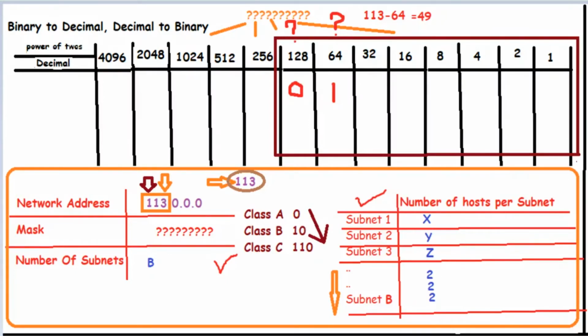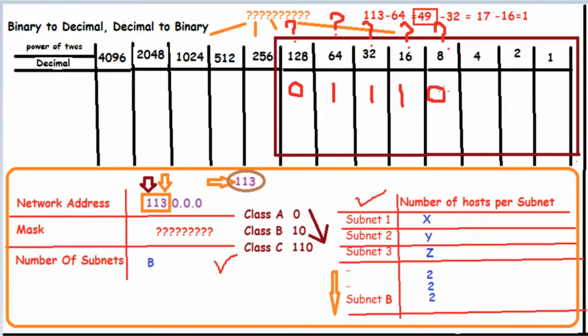And by the way, if you're working on a different number, you can work on your results. In my case, I have to repeat the process on 49. Is 32 included? Yes. We put 1 under 32. 49 minus 32, that will be 17. Is 16 included? Yes. 1 under 16. 17 minus 16, that will leave us with 1. Is 8 included? No. So I put 0 under 8.